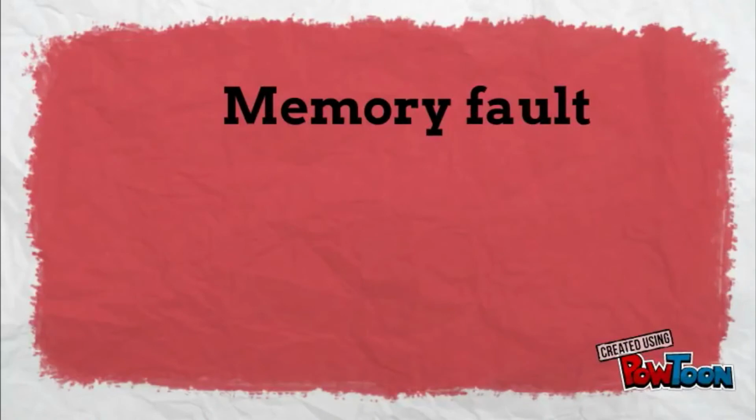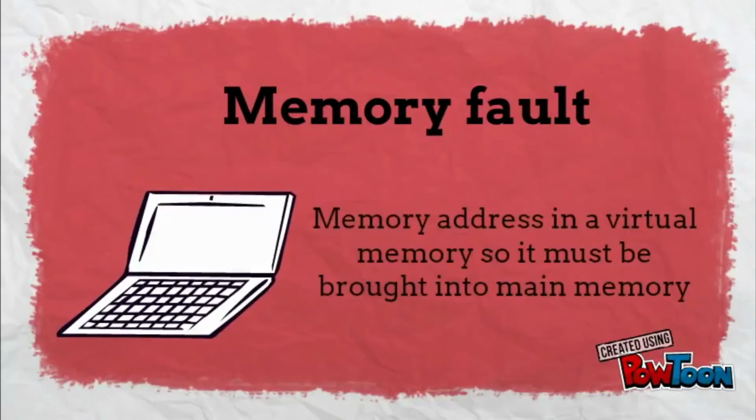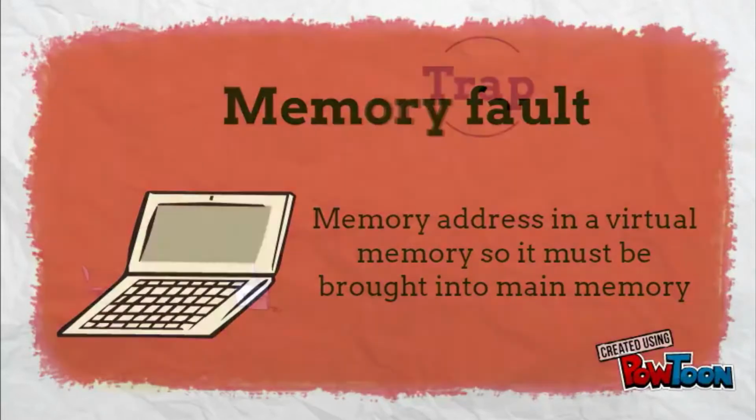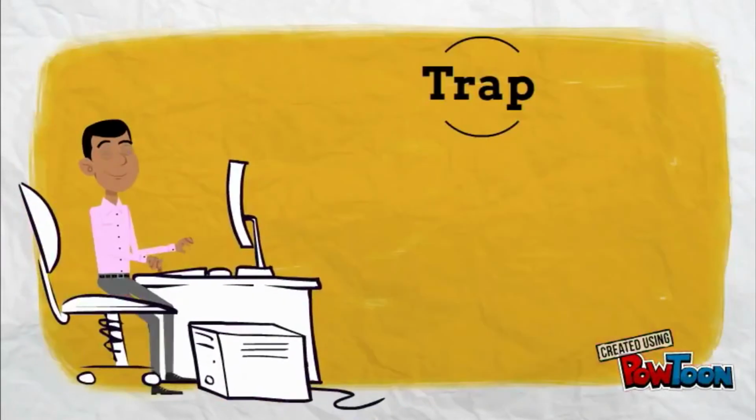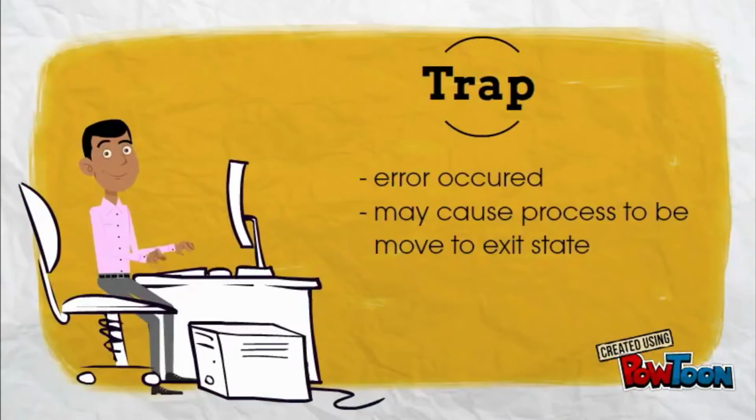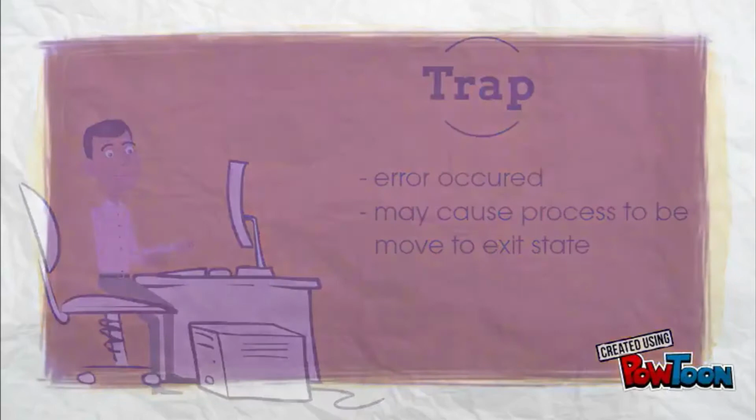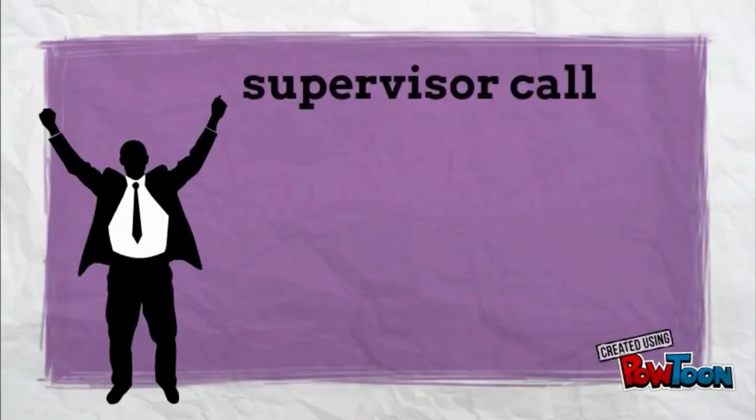Next is memory fault. Memory fault is when a memory address in virtual memory must be brought into main memory. Trap can also cause context switching. Trap is an error that occurred and it may cause the process to be moved to the exit state. And last but not least is supervisor call, for example, file open. It will also lead to context switching.